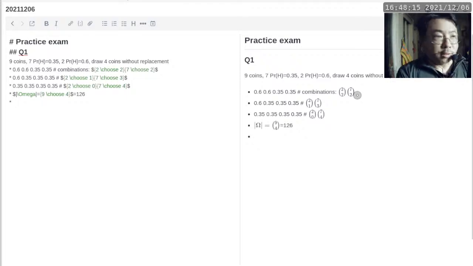Jonathan is correct. If you add up these 3 numbers, they should add up to 126, because this should exhaustively be all the ways to choose 4 coins out of the configuration that we have. That is correct.